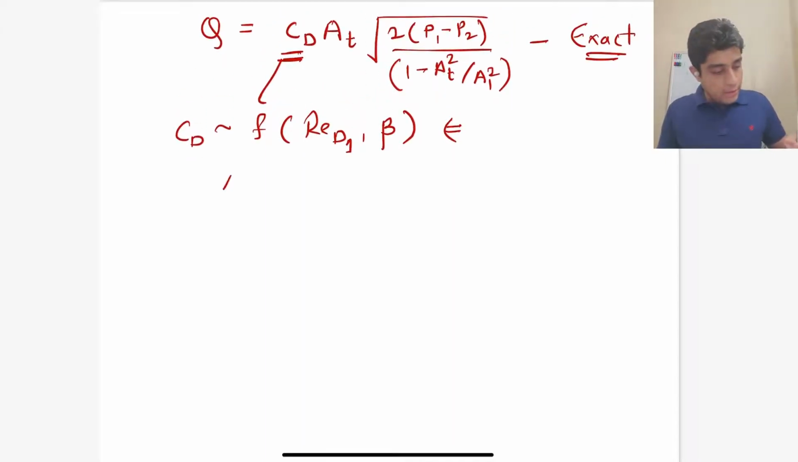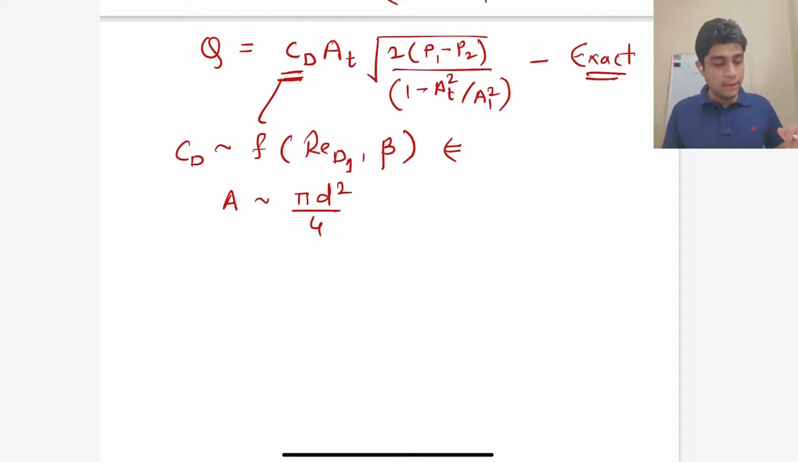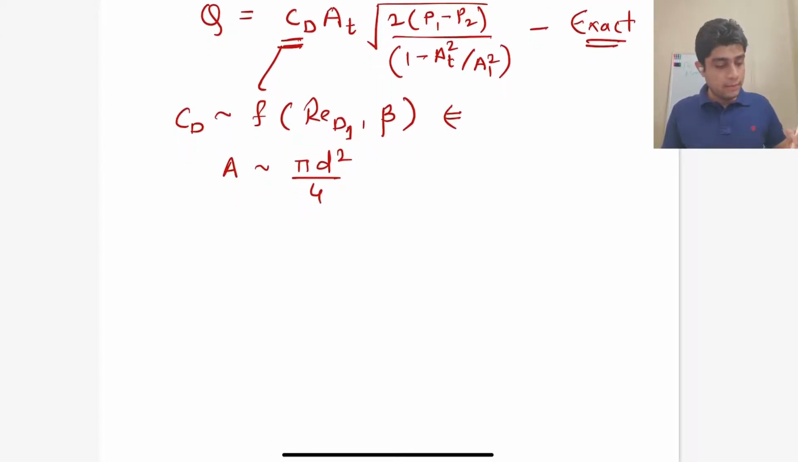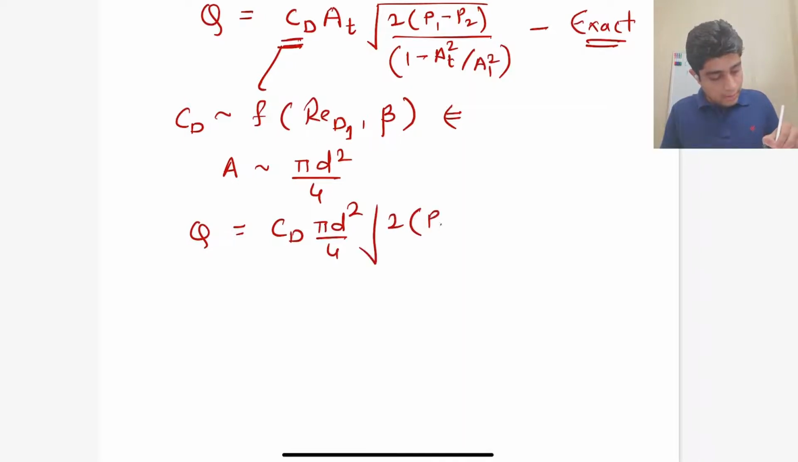Also, the areas are simply related to the diameters like this. So we can also replace the area in the above formula by their forms in the diameters at those respective sections. So I can rewrite the flow rate as C_D times the area in terms of diameter, and this term again.